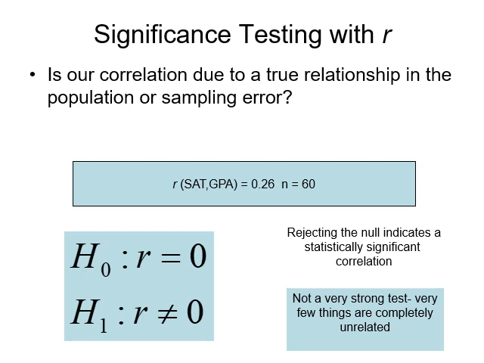Our alternative hypothesis is that R is better than 0. Our null hypothesis is that R is 0. So again, to reject the null hypothesis indicates a significant correlation. Not a strong test, but very few things are completely unrelated. So just also recognize that generally that's why you'll see that low R's are often still significant, because for the most part, we rarely find an R of 0 in anything, including things that truly aren't correlated, simply due to error.